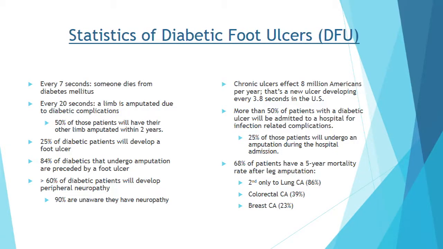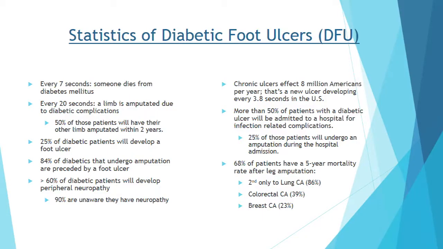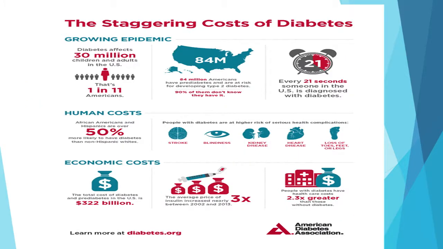Colorectal cancer has a 39% 5-year mortality. A leg amputation associated with diabetes, double that. Breast cancer has a 23% 5-year mortality. A diabetic limb amputation, triple that of breast cancer. So if you asked me today if I would rather have diabetes or cancer, what do you think I'd say? Exactly.